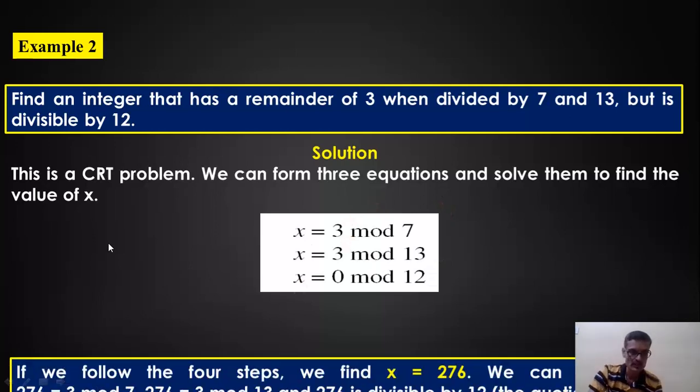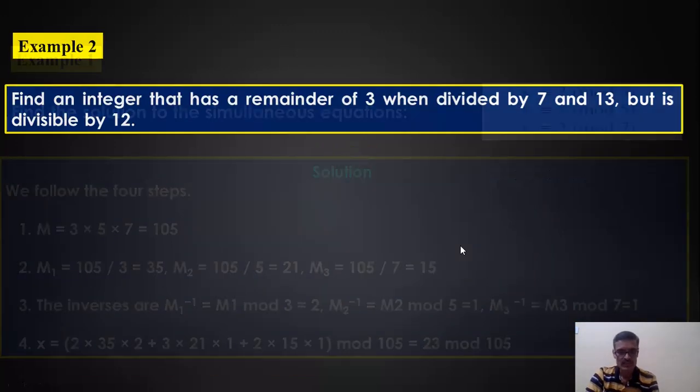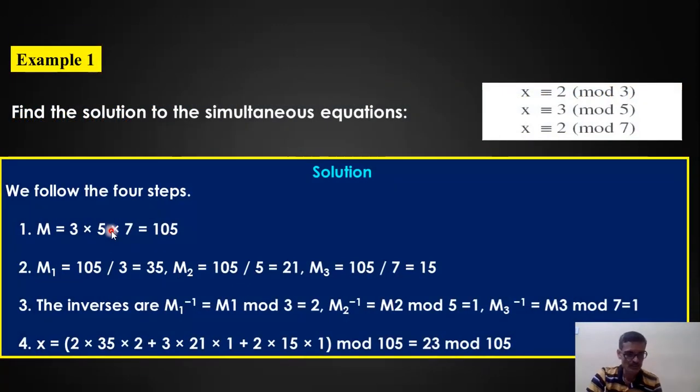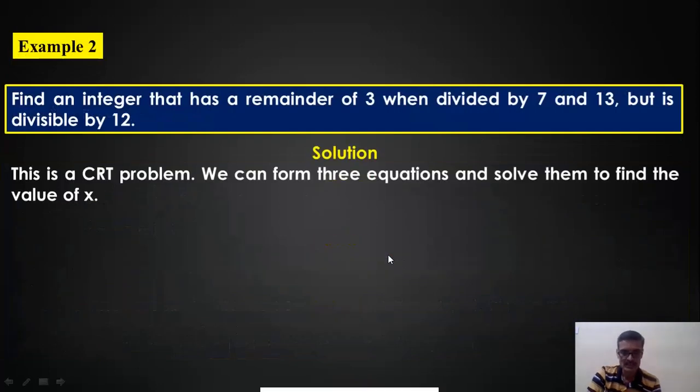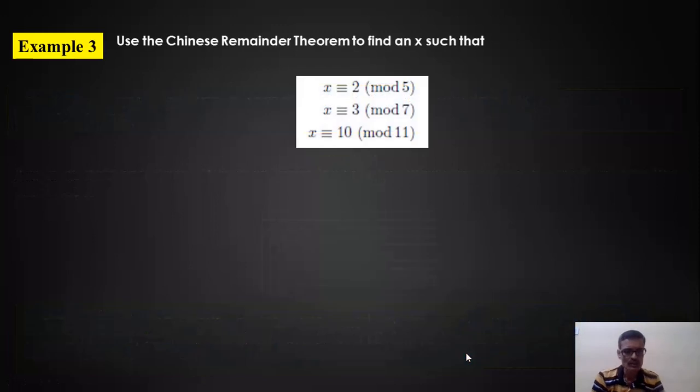Now what is the first step we have to do? Just look at this. We go through all the steps. The x comes out to be 276. You have to go through those steps, whatever I explained in the previous slide. So these are the 3 to 4 steps we have to follow to get the answer, and my answer here is 276.